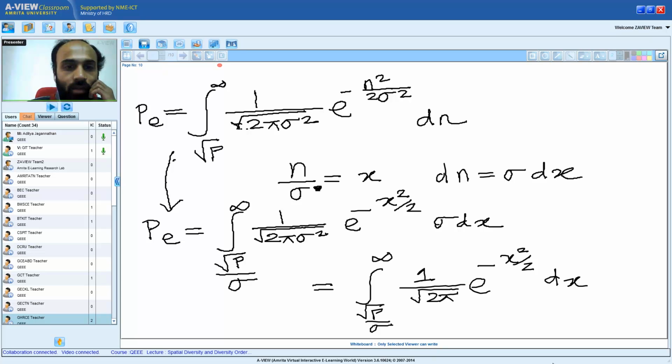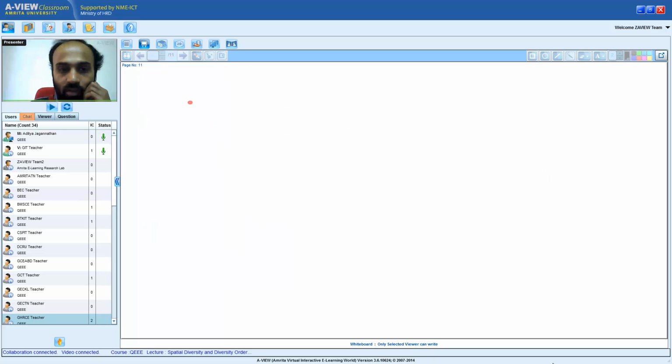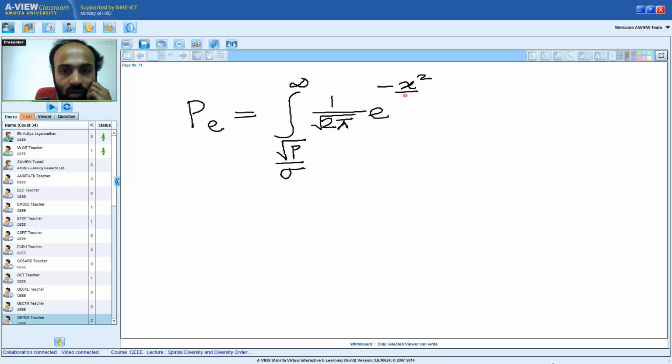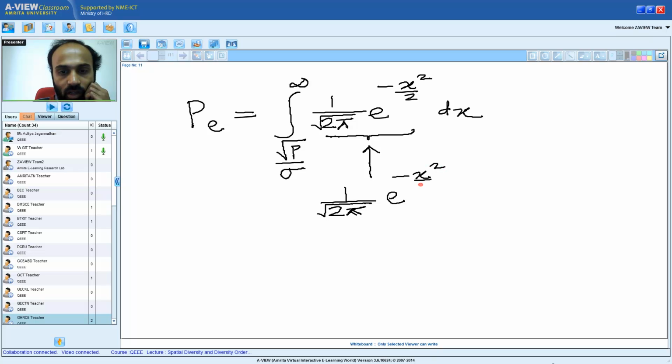So let me just write it clearly on the next page. The probability of error PE equals the integral from square root of P divided by sigma to infinity of 1 over square root of 2 pi, e to the power of minus x square by 2, dx. Now observe that this is a Gaussian random variable.